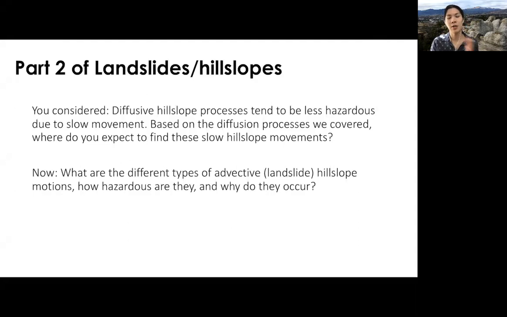And now we're going to turn and think about the advective hillslope motions, or landslides. We're going to think about how hazardous different types of hillslope movements are, and why they occur. In doing so, our aim is to look at the risk of landslides through the hazards associated with each and the occurrence of each around the world. And for your homework in particular, you are thinking about one location in the world that is near and dear to you.